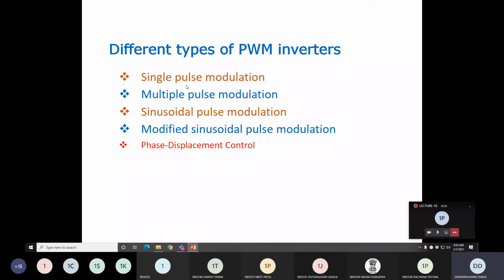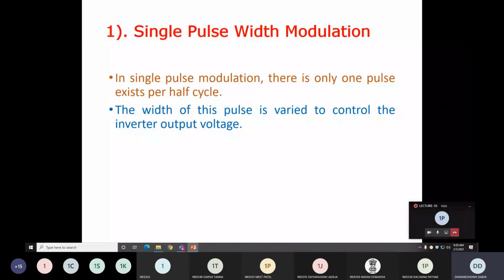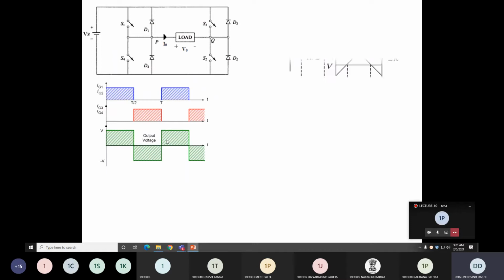As per the name, single pulse modulation means that in the half cycle of your output voltage, you generate only one single pulse gate signal provided to the thyristor. Only one pulse is generated per half cycle, and the width of this pulse is varied to control the inverter output voltage. As the width of the gate signal is larger, you can turn on the device for a larger duration of time, so that you get more output voltage. So as you can change the width of the gate pulse, you can control the inverter output voltage.